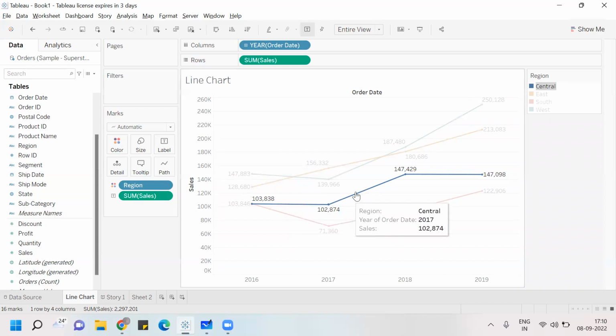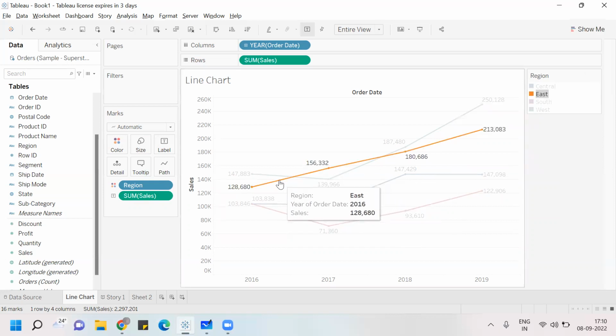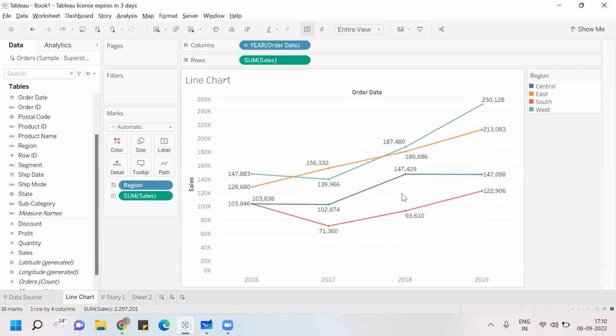This is the sale pattern of the central region. This is the sale pattern of the south region. This is a sale pattern of the east region. If you see this line diagram, it's a straight line. It's a linear relationship which happened. Then if you see the west, this is the relationship. It first went down, then it went up. So you can easily make a comparison region wise.